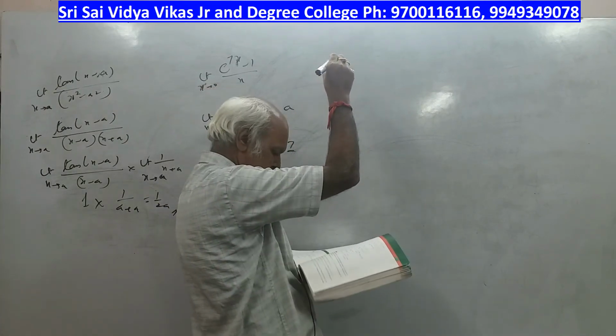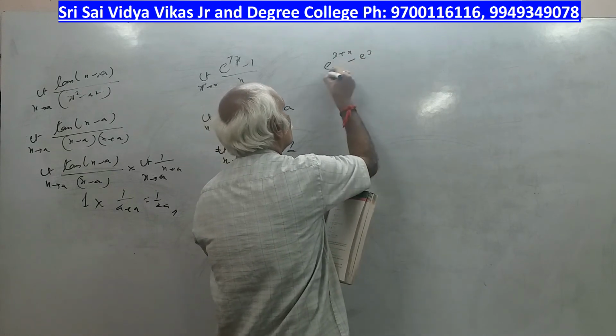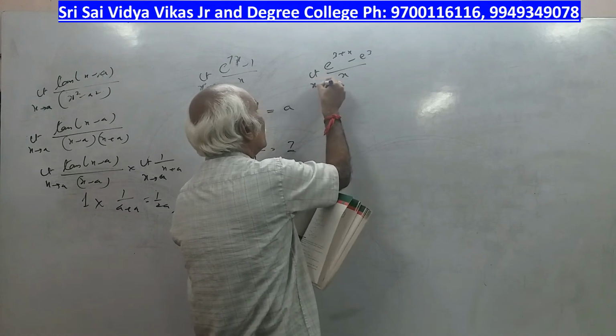e power 3 power x minus e cube by x, limit x tends to 0.